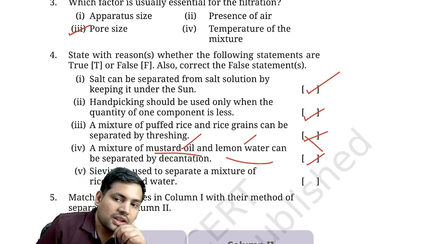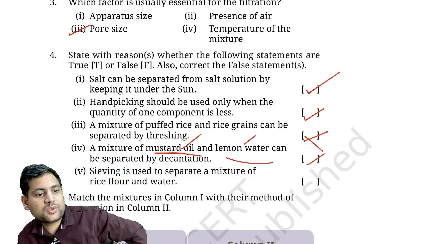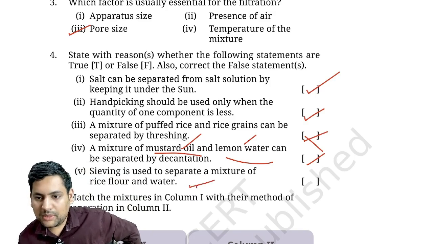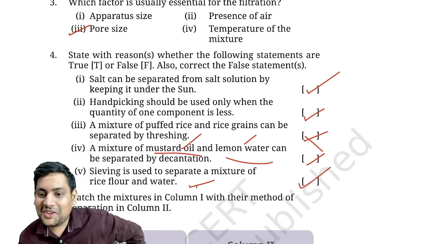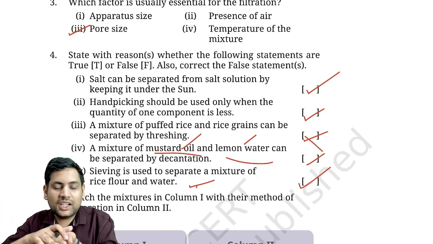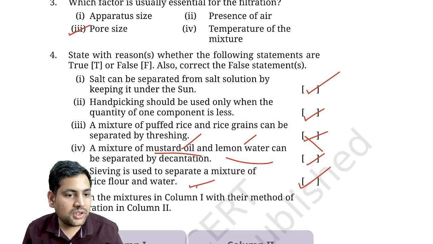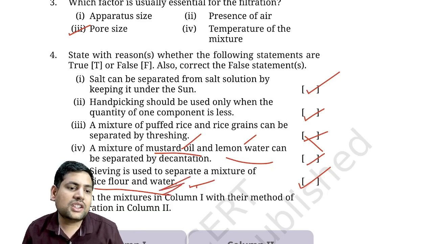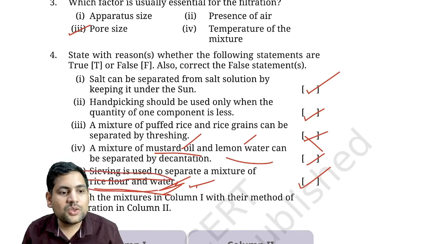Then last is this. Sieving is used to separate a mixture of rice flour and water. Rice flour and water, can you separate by sieving? Yes, you do it every day. When you're washing rice, you're using your sieve and you are separating rice and water. But it is asking about rice flour and water. Okay, so now this also can be separated using sieving. Yes, rice flour and water, but it will get mixed up completely.